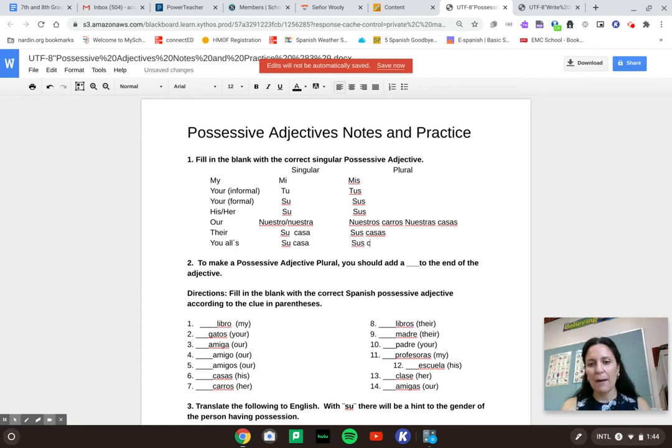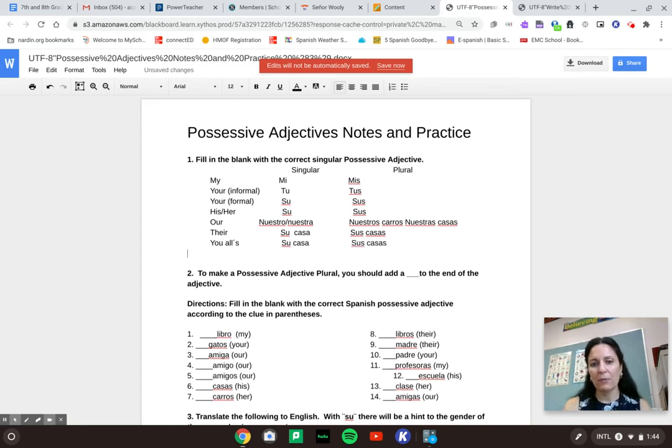There is also vuestro and vuestra. So vuestro is the vosotros form, if you're from Spain, so you could say vuestro or vuestra. And then you can also say vuestros and vuestras. It's just another way to say y'all in Spanish. You either have ustedes or vosotros.